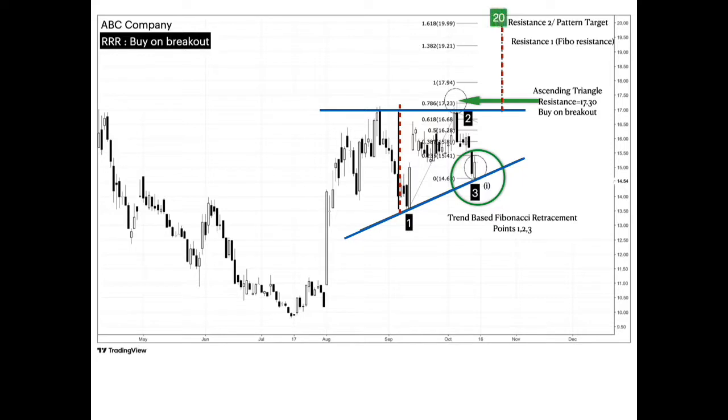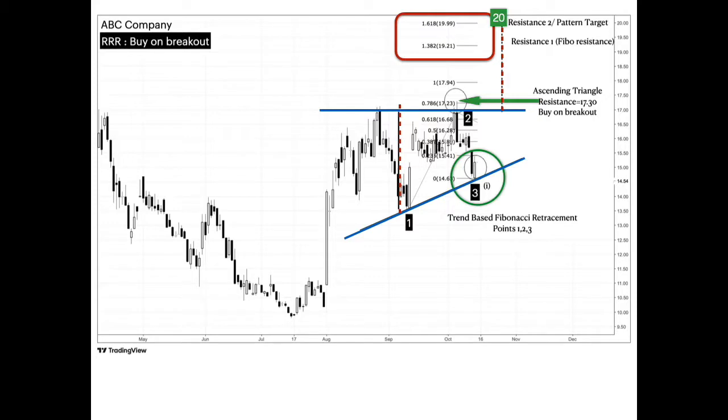We also draw the Fibonacci extension using the trend-based Fibonacci tool. This shows two Fibonacci resistances, 1.382 at 1920 and 1.618 at 1999. There's a confluence between the pattern target at the 1.618 Fibonacci, making this a very strong resistance. So to be conservative, we will use resistance 1 as our target price. Although price may very well break above that, using the first resistance as your target will ensure that any failure to break that resistance area would still give the trader a good RRR.